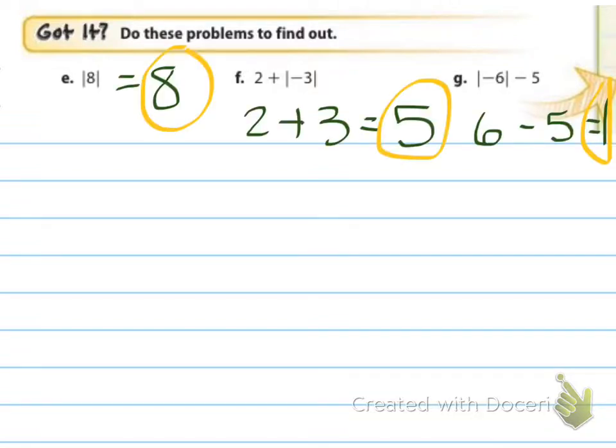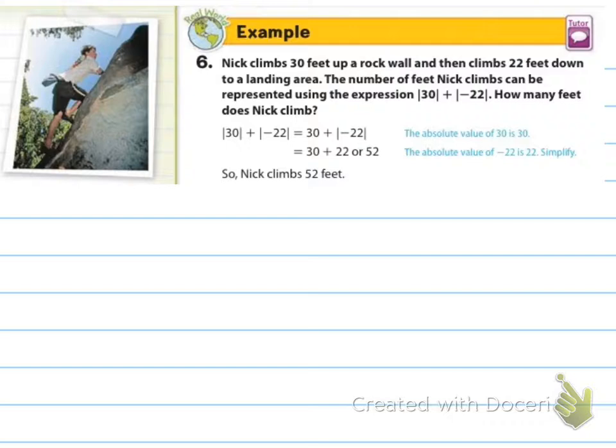All right, so E, you see that the answer should be +8 because that's how far it is from 0. For letter F, you should have done 2 plus 3 because you should have found the absolute value of -3 and then added 2. That's 5. And then G should have found the absolute value of -6, and that's 6, and then subtract 5 and you get 1.